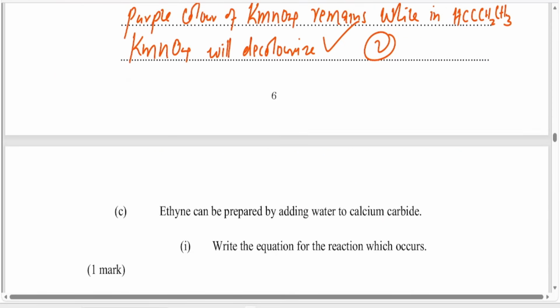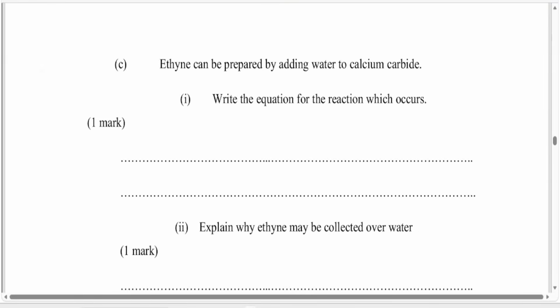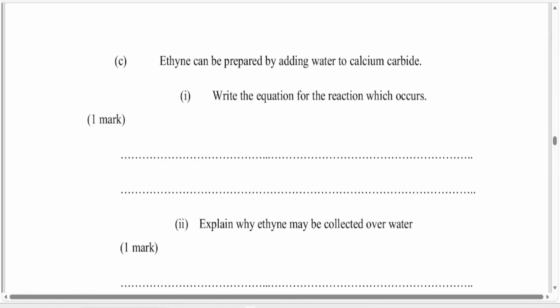Moving to the next question. Ethyne can be prepared by adding water to calcium carbide. That is how we prepare ethyne, or alkyne. The first alkyne is ethyne, and we add water to calcium carbide. Write an equation for the reaction which occurs.